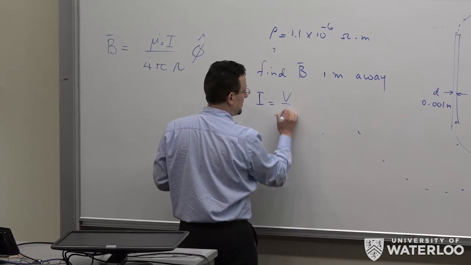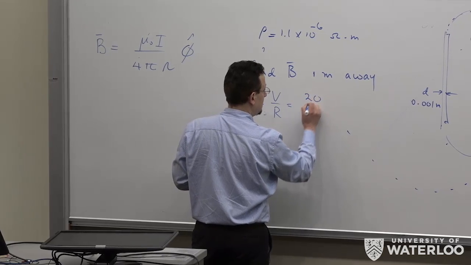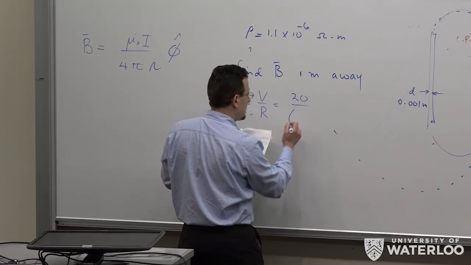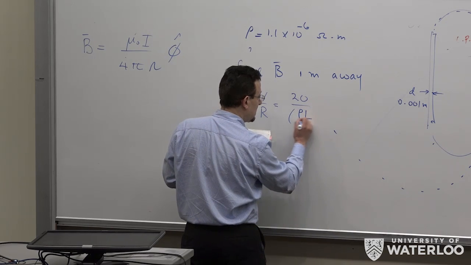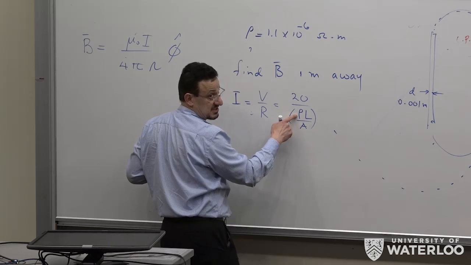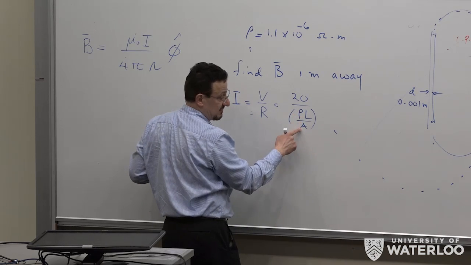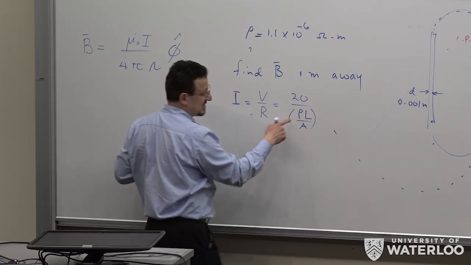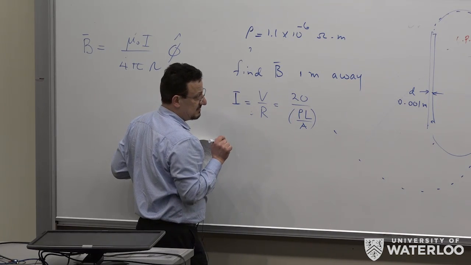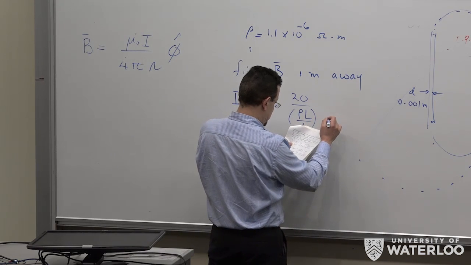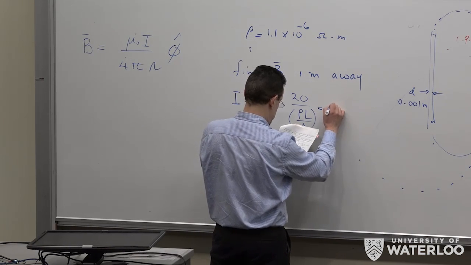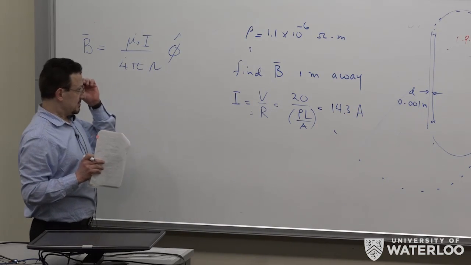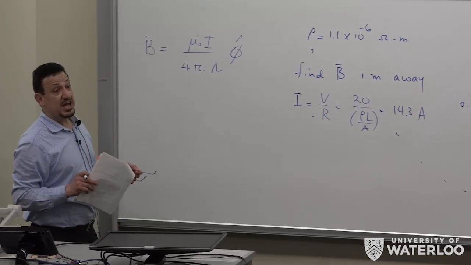So the voltage divided by the resistance. The voltage is 20. The resistance, we learned it before the reading week, is rho L divided by A: resistivity multiplied by the length divided by the cross section. So this is the resistance that depends on the resistivity. Okay? So I, if we do all the math, turns out to be 14.3 amps.